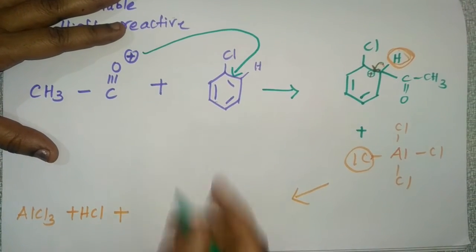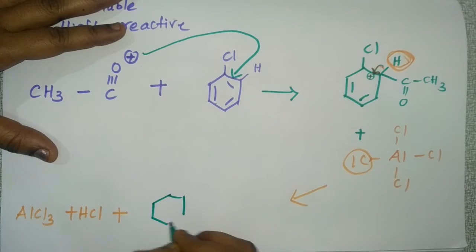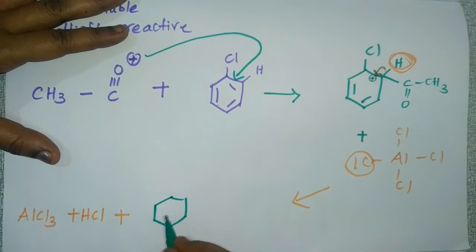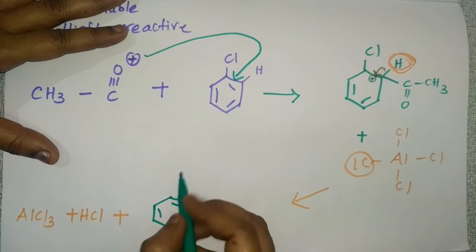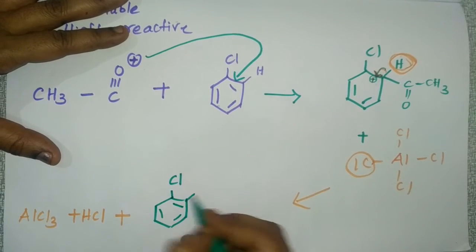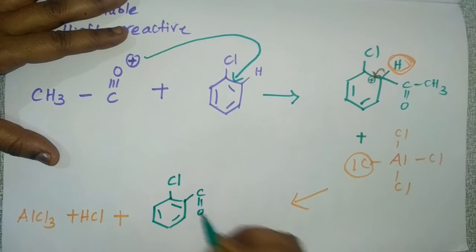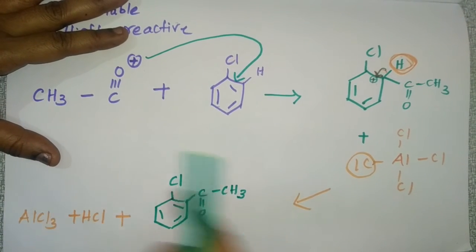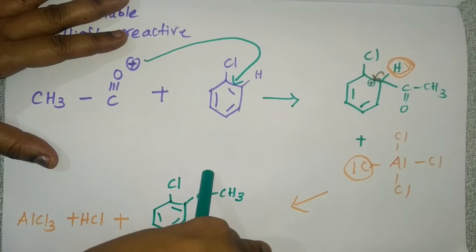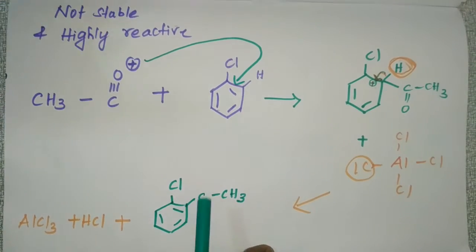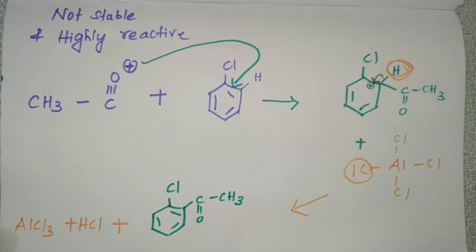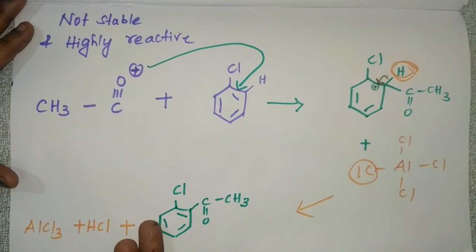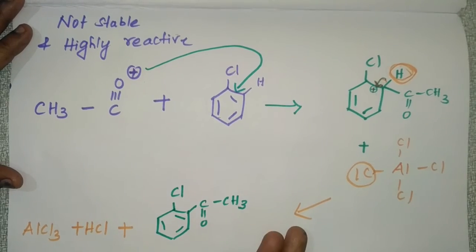And what will be the main product here? This is taking the electrons from here, so the bond will become the same. Here this will be chlorine, and here the one product C double bond O CH3 will be here. So this is the ortho product. Similarly, the para product also will be formed in this reaction. And why is this called acylation? Because we are going to add this acetyl group to this benzene, to this chlorobenzene. So this is Friedel-Crafts acylation.